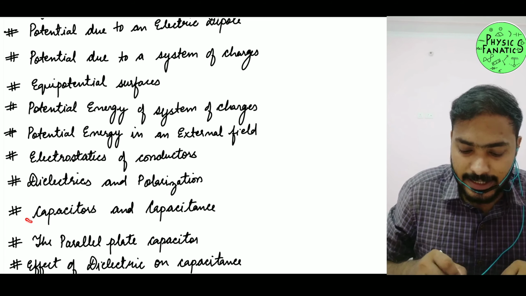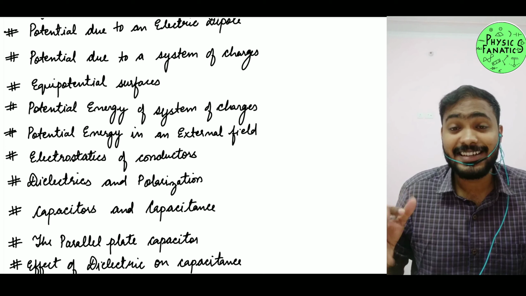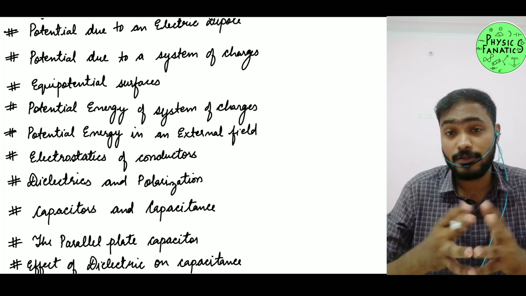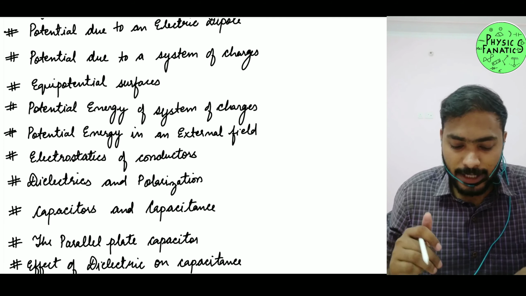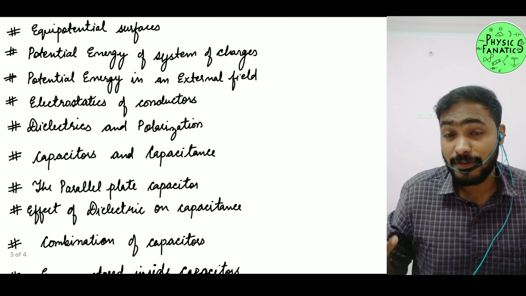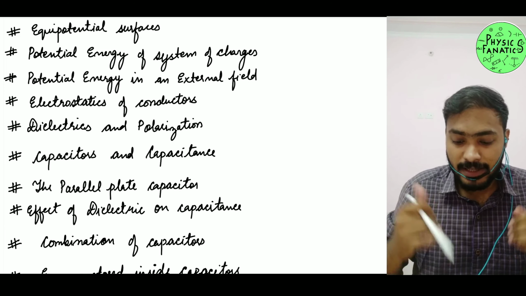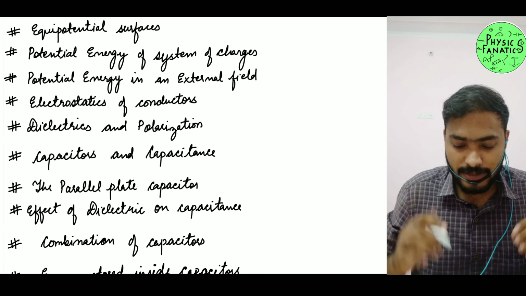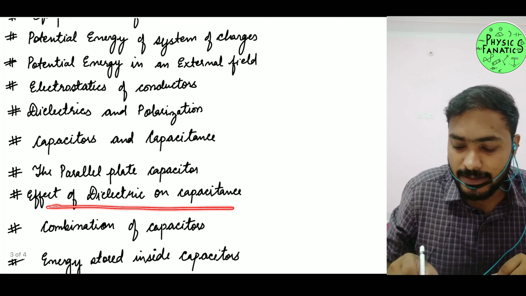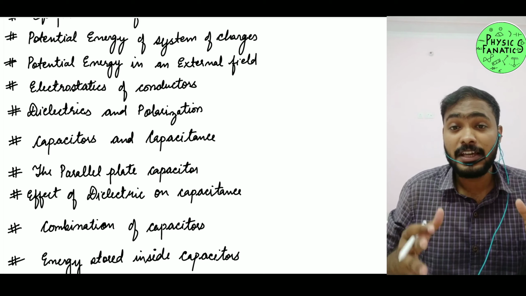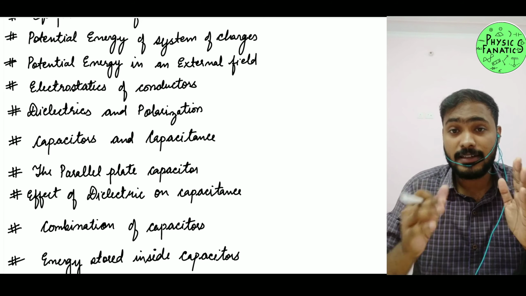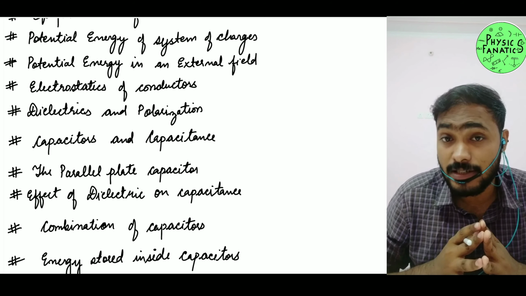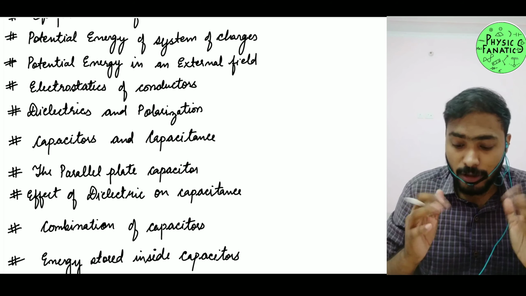Great. Next is capacitors and capacitance. As I said, a capacitor is a device which actually stores energy. Capacitance is the ability of the device to store energy. We'll talk about that. Then there are many types of capacitors: spherical, cylindrical. One type is the parallel plate capacitor, which we are going to talk about in our syllabus. Then the effect of a dielectric on capacitance. What will happen if we have a parallel plate capacitor and I insert a dielectric in between, what will happen to the capacitance of that capacitor? We will talk about that.